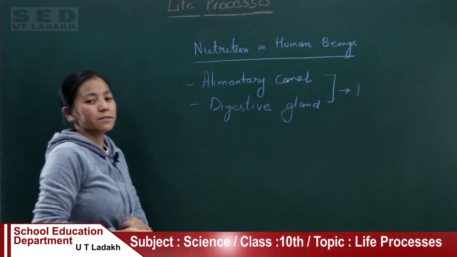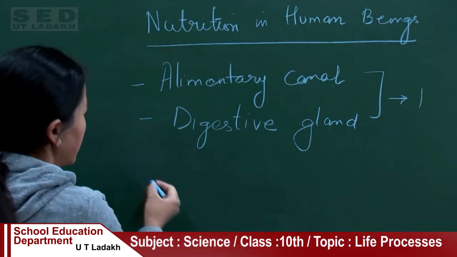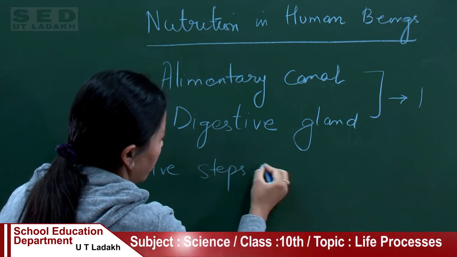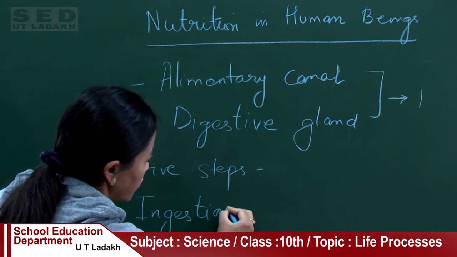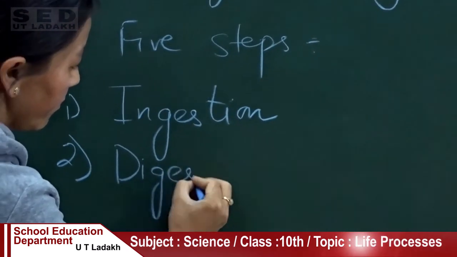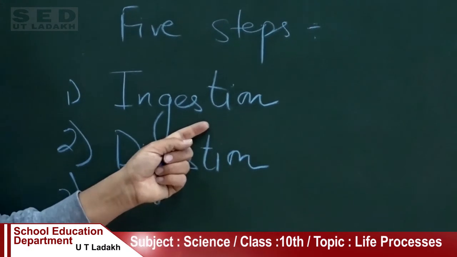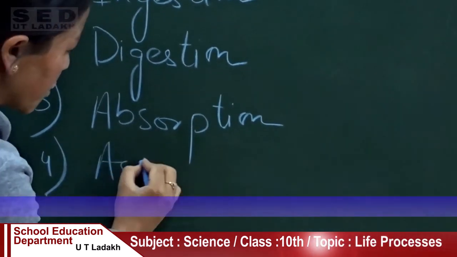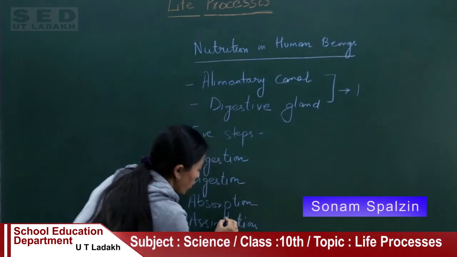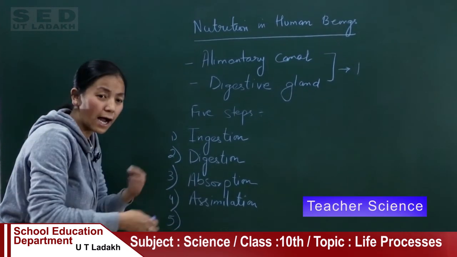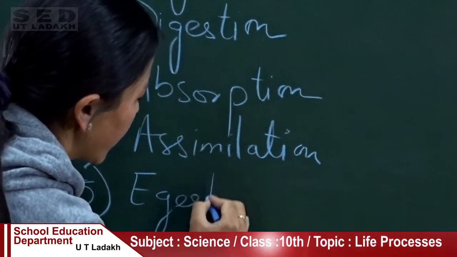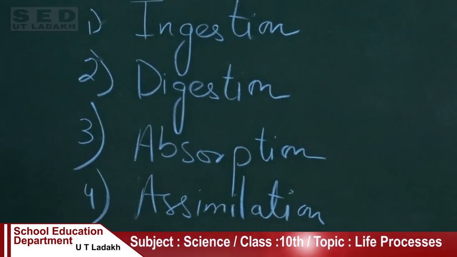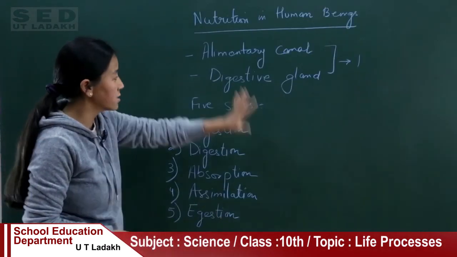There are 5 stages in human nutrition, as we have already talked about in the Holozoic mode of nutrition. The 5 steps are ingestion, in which food is taken in, then digestion, then absorption, and then assimilation. Assimilation happens in the body, and all these functions are carried out by various organs in our body, and then egestion of the undigested food material takes place. All right. So ingestion, digestion, absorption and egestion take place in the alimentary canal, while assimilation occurs in the whole body. Okay?